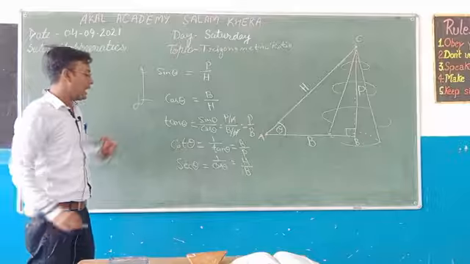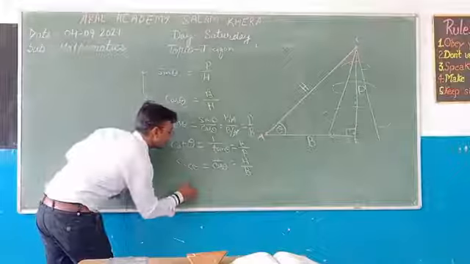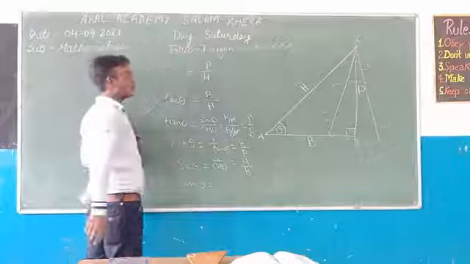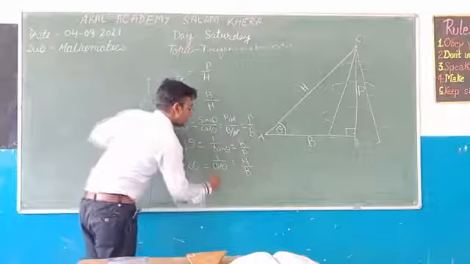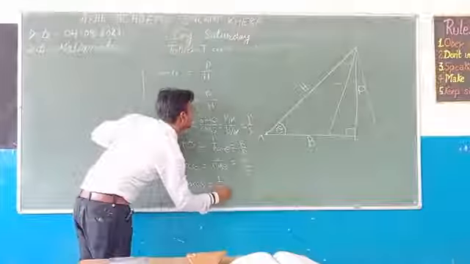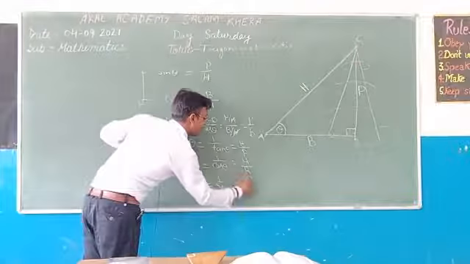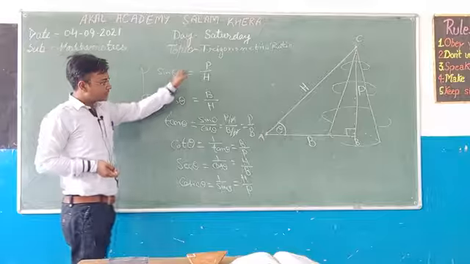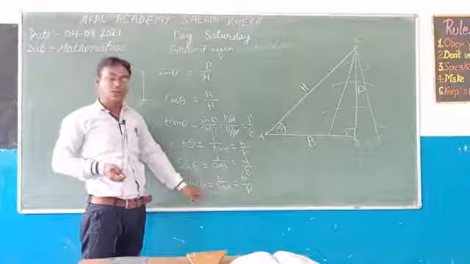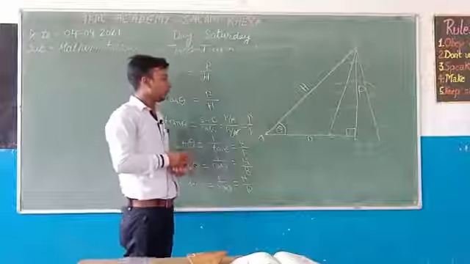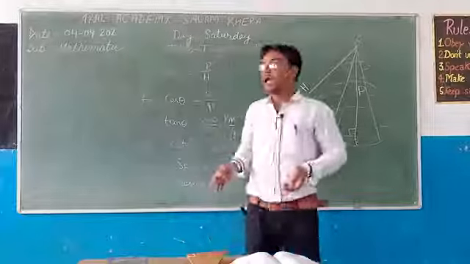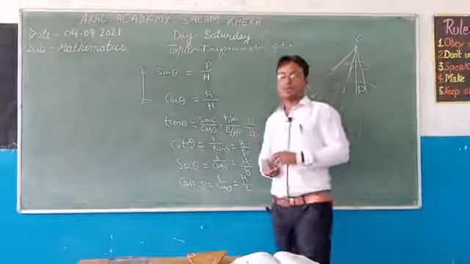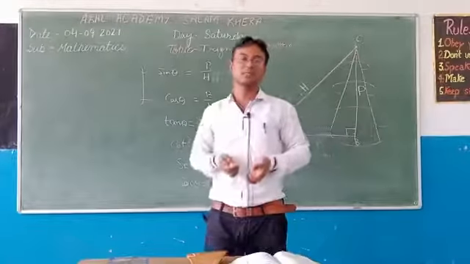And the last ratio is cosecant theta. This is the reciprocal of sin theta, so you can write it as H by P. Okay students, these were the 6 ratios of trigonometry, and now the question is how you can learn these. For this we have some tricks.